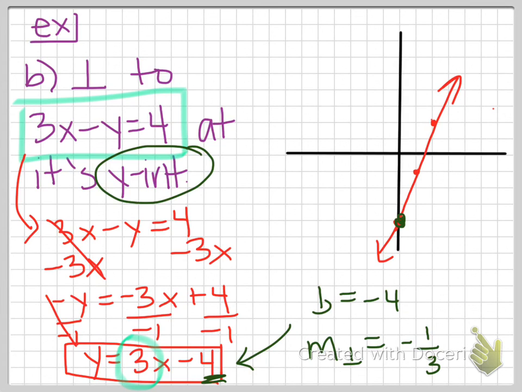So from the -4, I'm going to go down 1 and to the right 3. I could also go up 1 and to the left 3. So up 1 and left 3. And by doing this, you should now see a 90-degree angle being created between those two lines, and that's how you know it's perpendicular. If your graph right now looks like a pair of scissors that aren't open all the way, that means you used the incorrect slope.